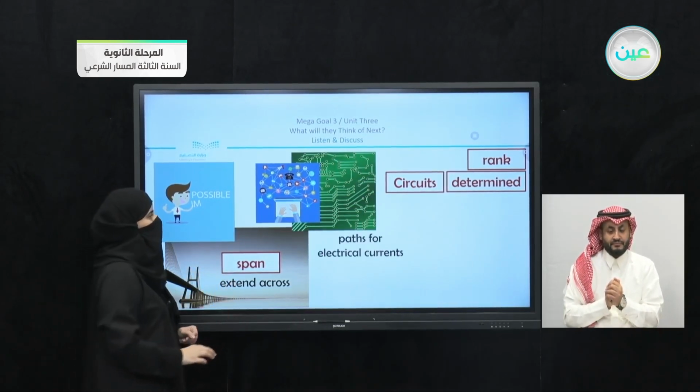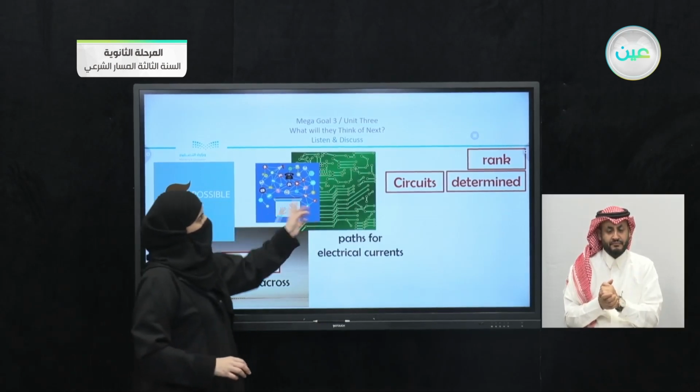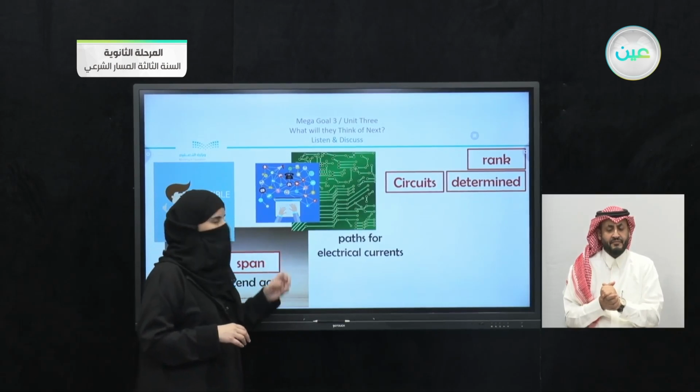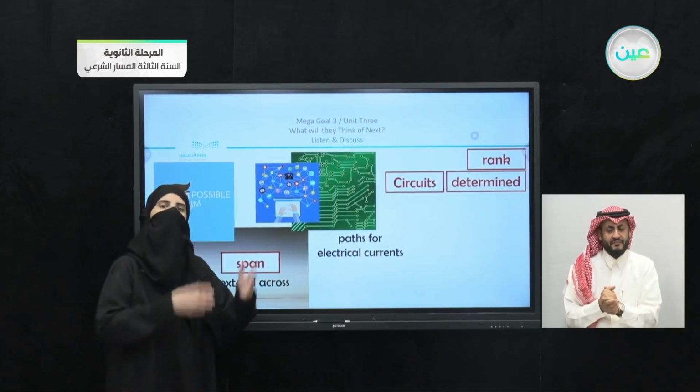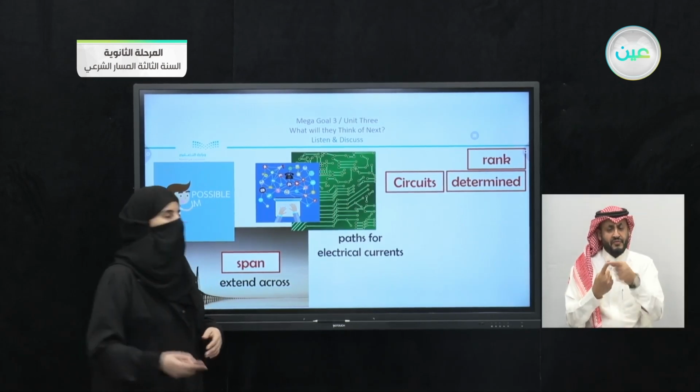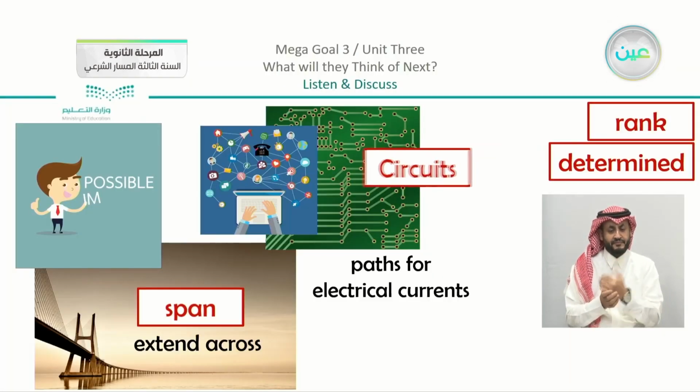Also, we have another word. We have here, now the 2 pictures here actually, they are the same idea. We have here paths for electrical currents. So instead of saying paths for electrical currents, you can just use one word. Yes, correct, circuits.